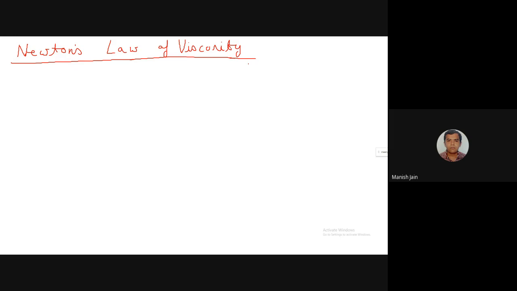Newton did some experiments. He observed some pattern in the results, and based on that pattern, he derived an equation. That equation is called Newton's law of viscosity. To explain Newton's law of viscosity, I am giving you a hypothetical experiment, and from this experiment you will understand what Newton's law of viscosity is.